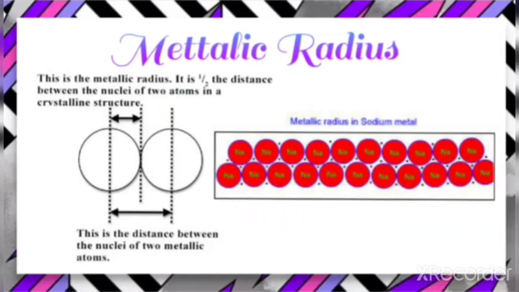Here we have taken two atoms of sodium, and from the center we measure the distance. This is the distance between the nuclei of two metallic atoms, and half of that value gives rise to the metallic radius.